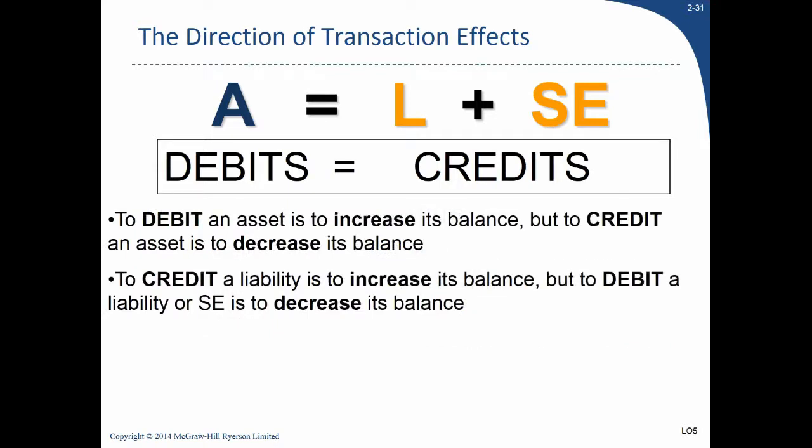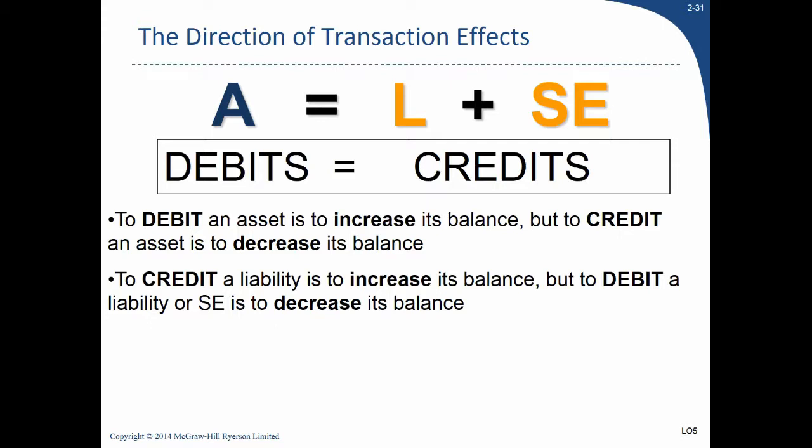Okay, so because assets have debit balances, if we say we debit an asset, that means we are increasing it. If we say we credit an asset, we are decreasing it. The reverse is true because you cross over to the other side of the equation. The reverse is true on the right-hand side for liabilities and shareholders' equity. These have credit balances, meaning credits increase these balances, and debits decrease these balances.